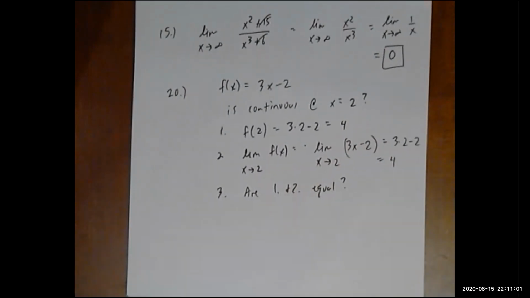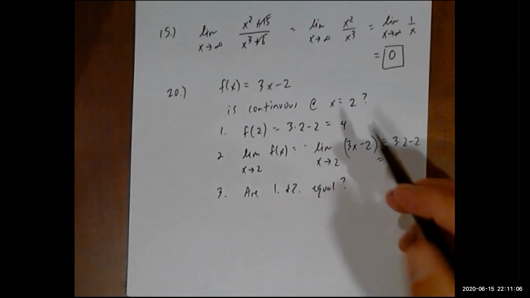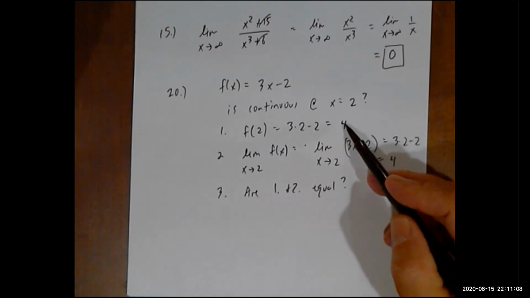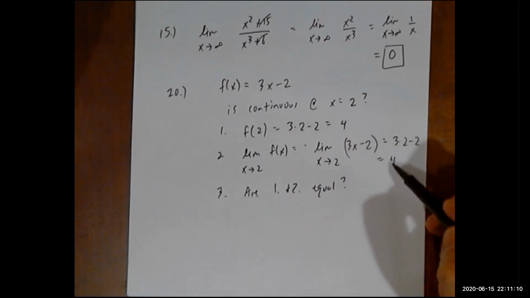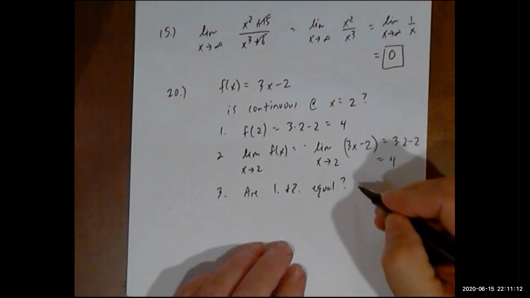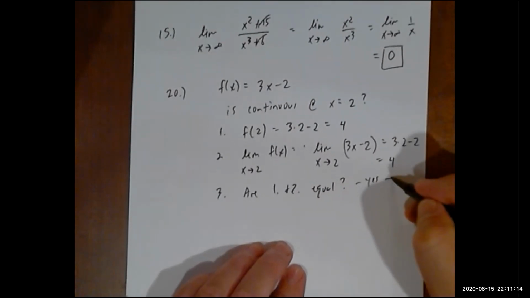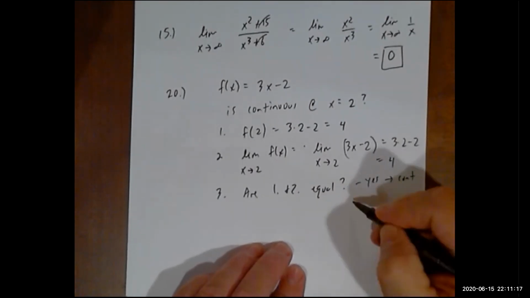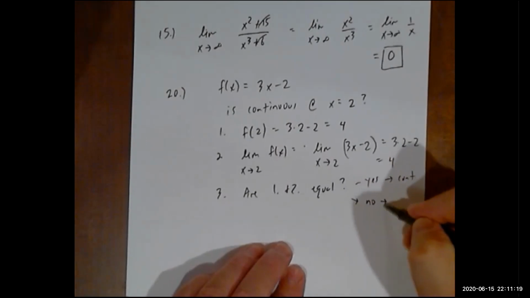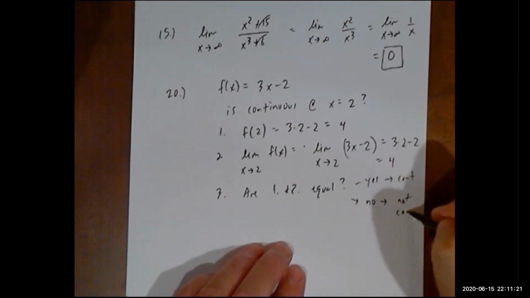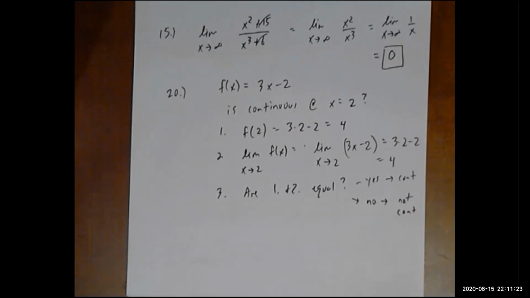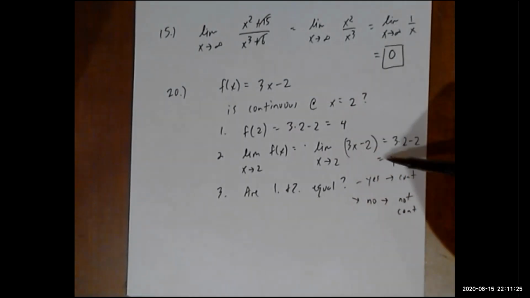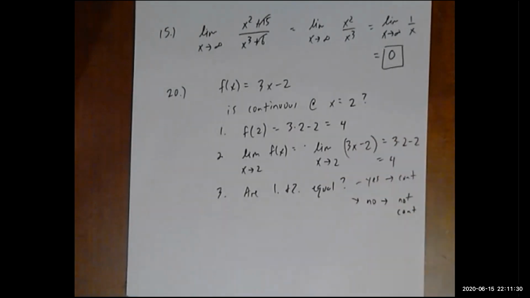So now you've done the first step and the second step. The third step is pretty simple. Is the answer from the first step and the answer from the second step the same? If they are, then it's continuous. If the answer is no, not continuous. So for our problem, they're the same. So yes, the function is continuous at x equals 2.